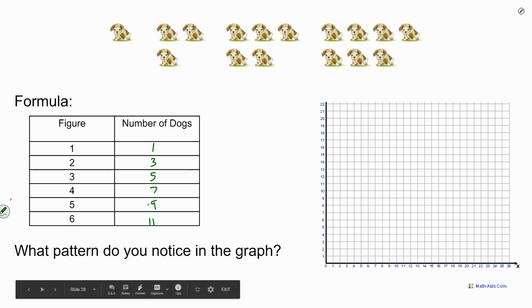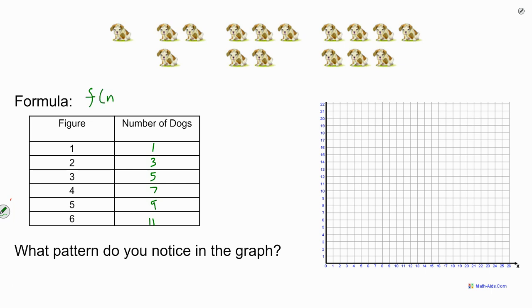And we came up with something called the explicit formula. If you want to review what that is and how I got it, you can go watch part 2. The formula for the dogs is 2n minus 1. Now I'm going to graph this pattern and see what it looks like. My figure is going to be the x value, and the number of dogs is going to be the y value.